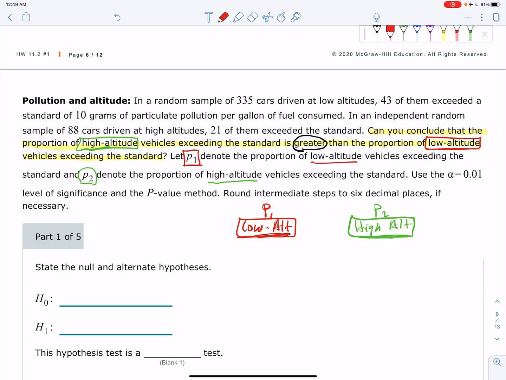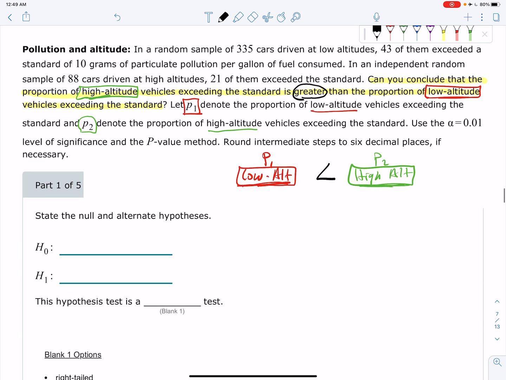And because we have our P sub 1 on the left, red on the left and green on the right, but when we read it in our English statement, green is on the left and red on the right, it kind of screws up our symbol a little bit. You have to be really careful. Can you conclude that the proportion of green, high altitude vehicles, is greater than the red? That's what it's saying.